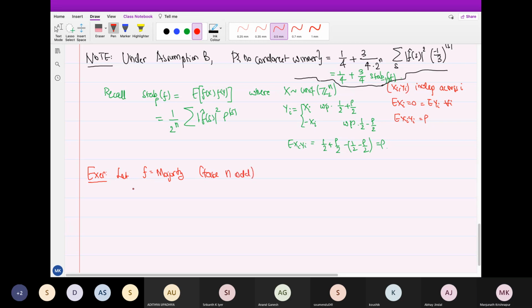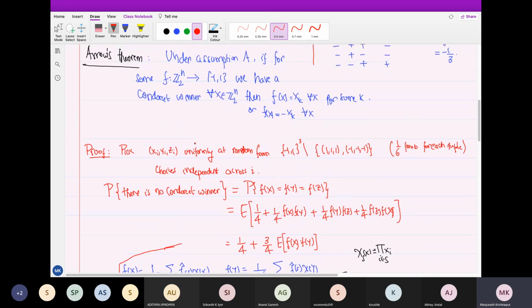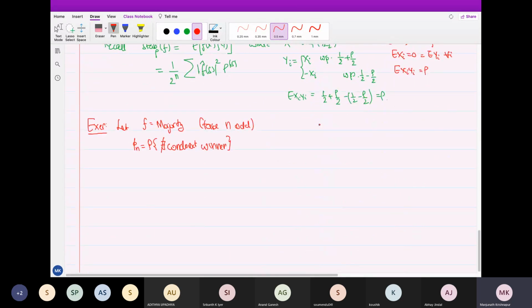So let Pn be the probability that there is no Condorcet winner. All this is saying is that Pn is positive, right? As stated, Pn is positive, but that is nothing. If Pn was going to 0, we would be happy, right? If Pn is going to 0, then what is the problem? It just means that in a large population, with high probability, you will have a Condorcet winner. So we should be okay with it.